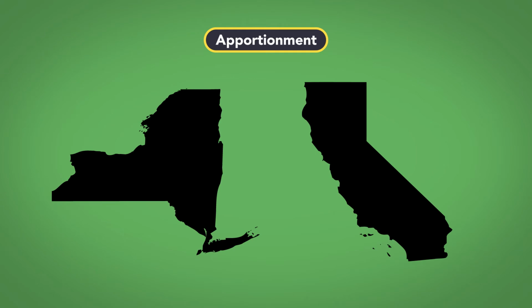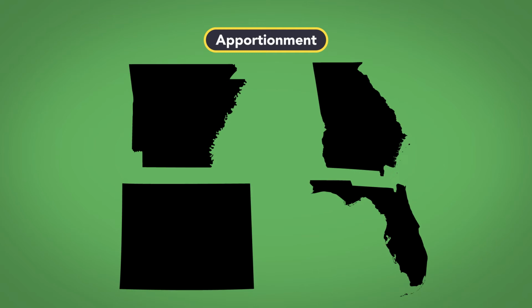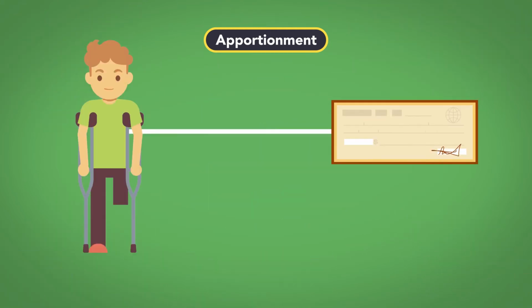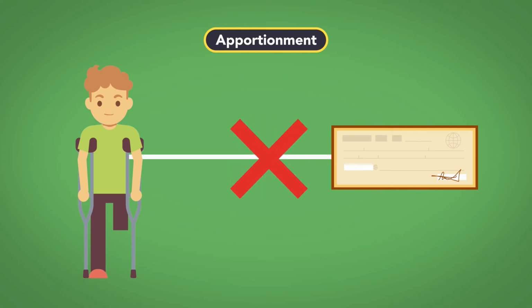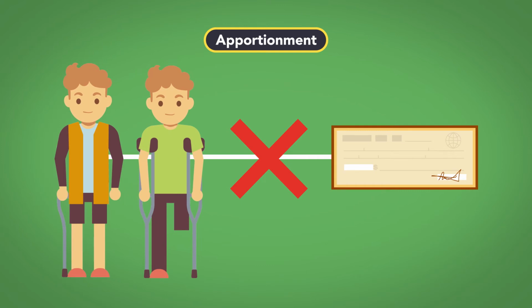However, there are some jurisdictions, such as Arkansas, Florida, Wyoming, and Georgia, that have historically not applied apportionment and instead simply cut off a worker's ability to receive benefits if a pre-existing condition is involved.